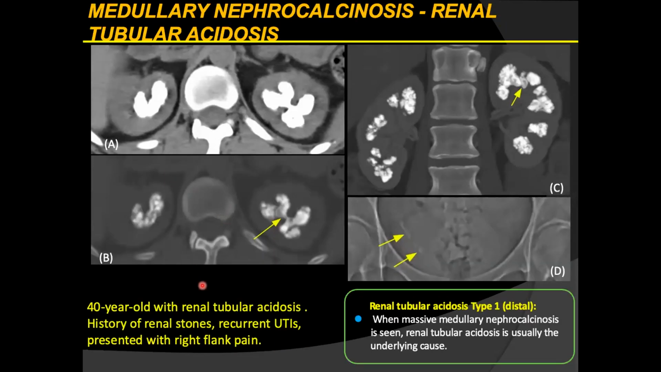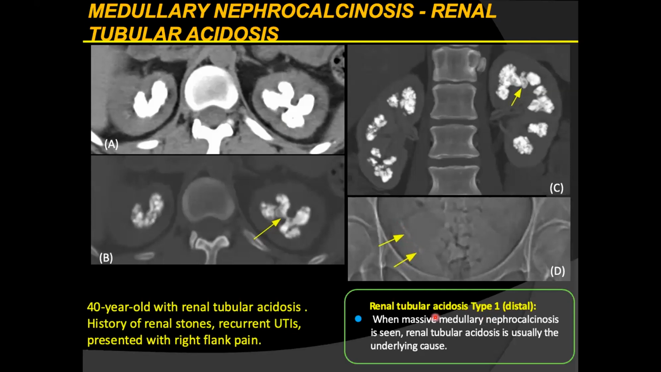Again, this is a 40-year-old man with renal tubular acidosis. He has a prior history of renal stones, recurrent urinary tract infections, and presented with right lumbar pain. You can see a non-contrast CT in the soft tissue window as well as in the wide window, and a coronal post-contrast MIP image, which shows extensive, massive calcifications within the renal medulla. In addition, on this post-contrast image, you can see a calculus filling the upper pole calyx. The scout image is also showing some amount of ureteral calculi.